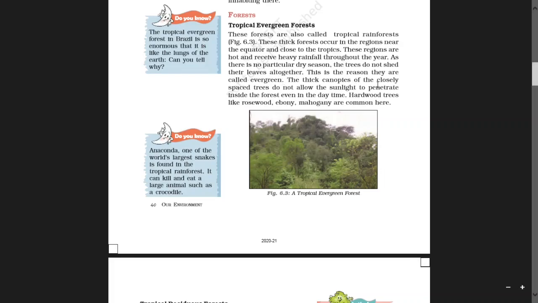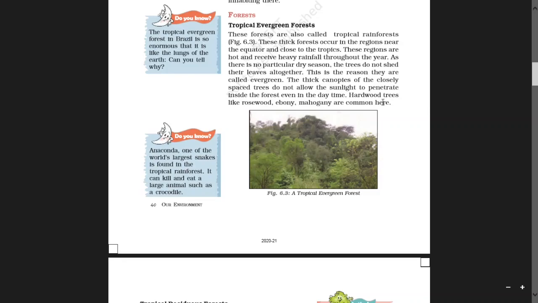The thick canopies of the closely spaced trees do not allow sunlight to penetrate inside the forest even at midday in the daytime. Canopies are the top layer of the trees, boys. Hardwood trees like rosewood, ebony and mahogany are common here. So boys, mark this one.